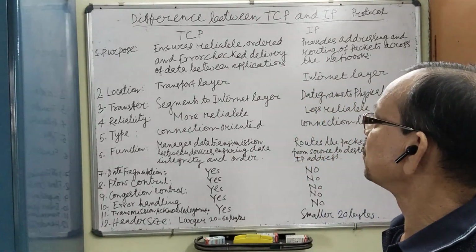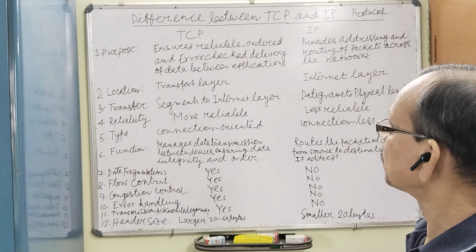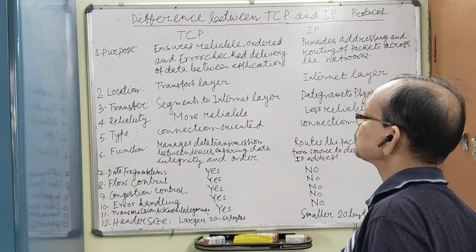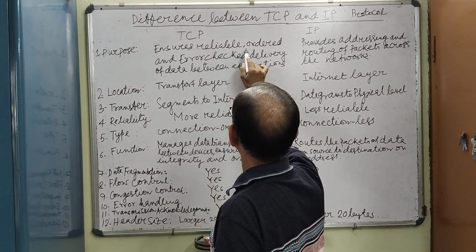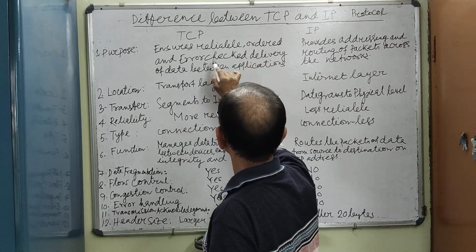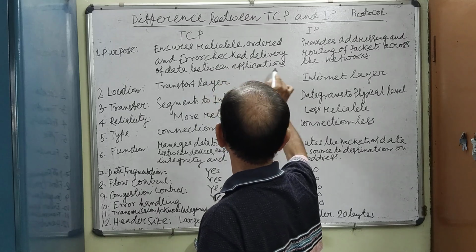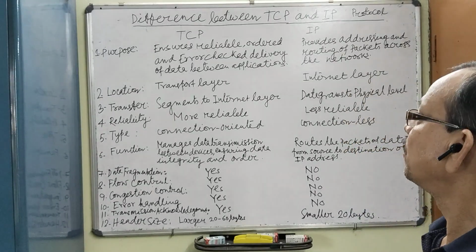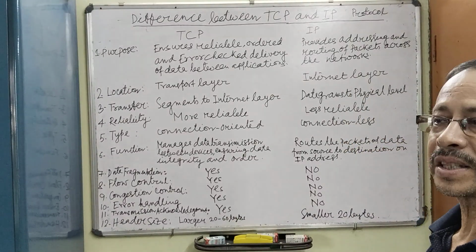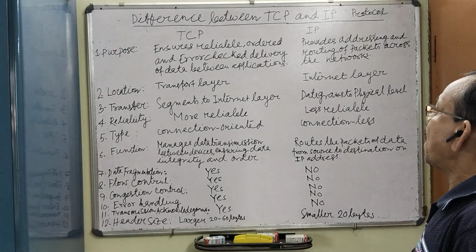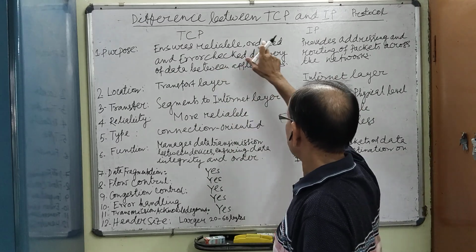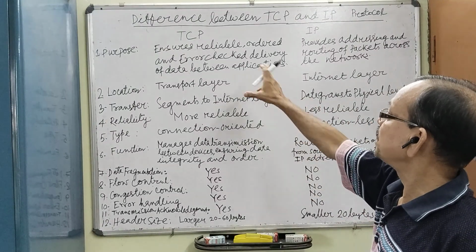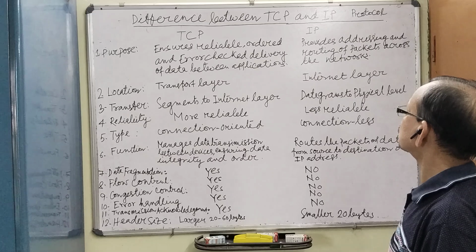Now, what is the basic need? What is the purpose of these two protocols? I will write some points and then discuss. First purpose: ensure reliable, ordered, and error-checked delivery of data between applications. When you send data to another person, you are the sender and the other is the receiver. Our data should be reliable, ordered, and error-checked. For this purpose, we need TCP, Transmission Control Protocol.